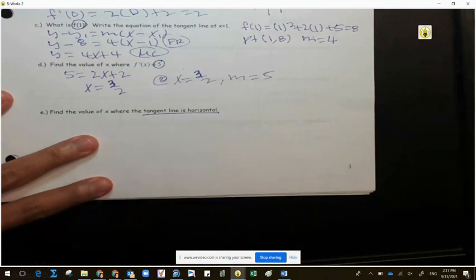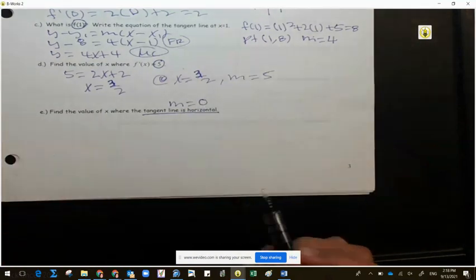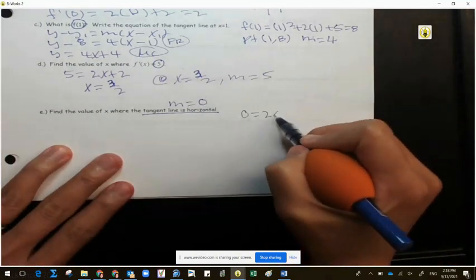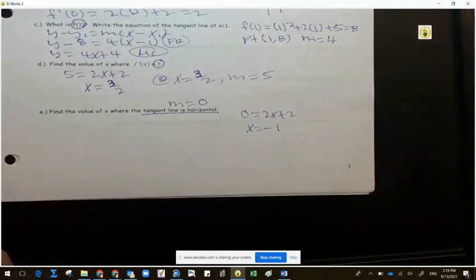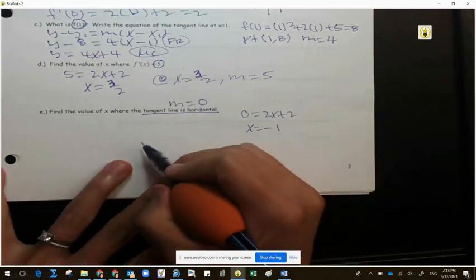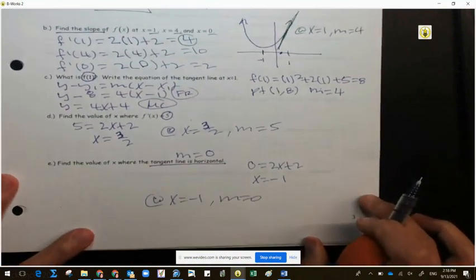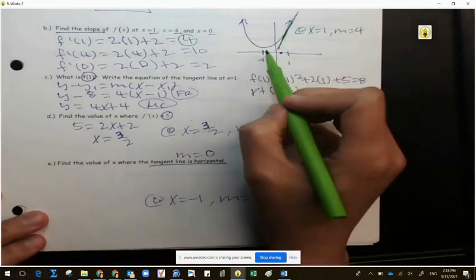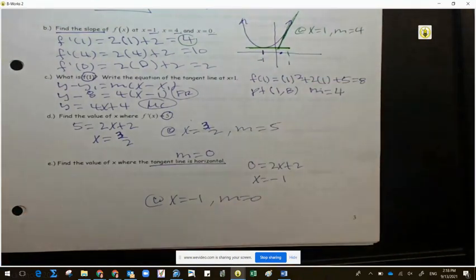If the tangent line is horizontal, horizontal lines have what kind of slope? 0. So if I plug that in, 0 is equal to our slope function. So we know x is going to equal negative 1. Did I mess up on this one? Minus 2 divided by 2? Okay. So this means at x equals negative 1, our slope is 0. I want to see that on our graph. Look at our graph at x equals negative 1. Is it really a horizontal tangency? Yep. Or if you want to say it's going from negative to positive or positive to negative, that is also going to work out.